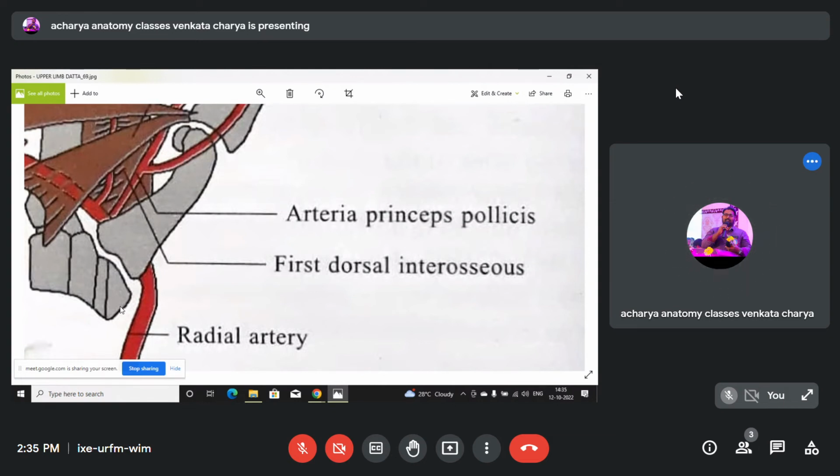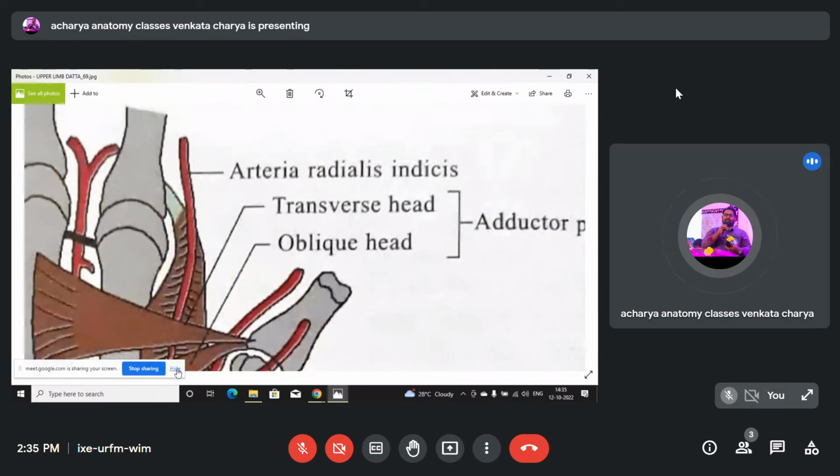Next, this deep branch of the radial artery gives another branch called arteria radialis indicis.